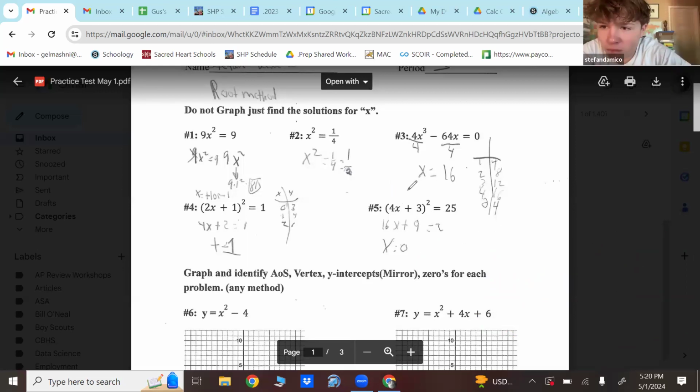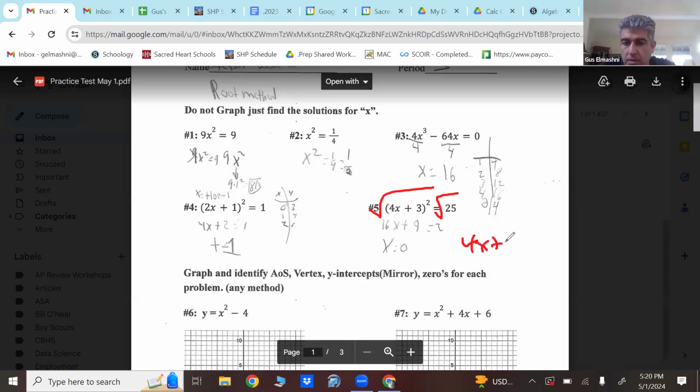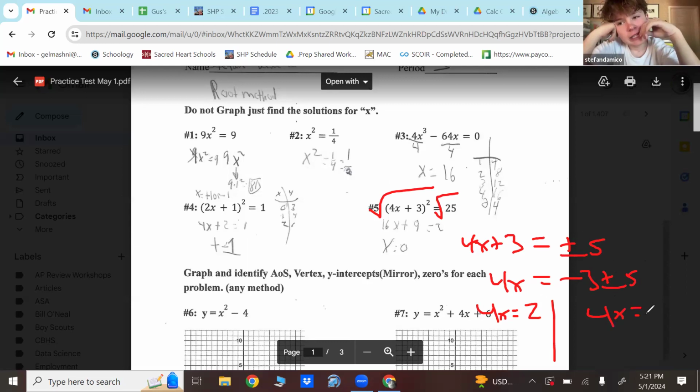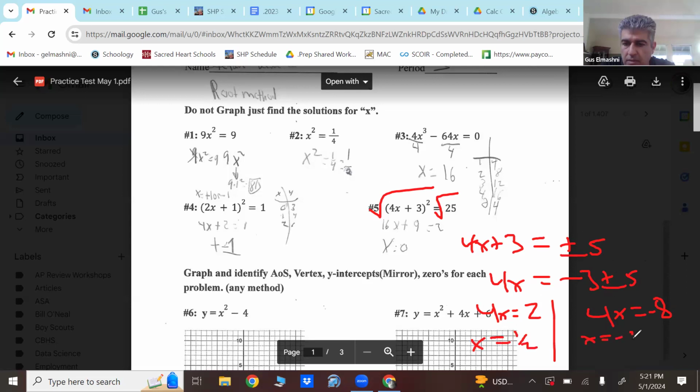Or you can square root. If you square root, you get that. And then you just solve for x. Move the 3 over, and it's two different answers. 4x equals 2, or 4x equals -8. So x equals 1/2, or x equals -2. And that's it. Those are your two answers.